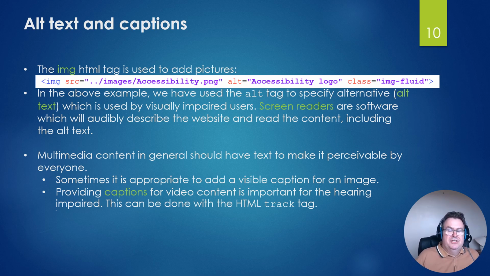Multimedia content like videos and audio should have text to make it perceivable by everyone. Sometimes, well, for a start, adding visual captions to things that are not in themselves text helps, but having subtitles for audio material helps the deaf, is essential for the deaf to be able to utilize that experience.